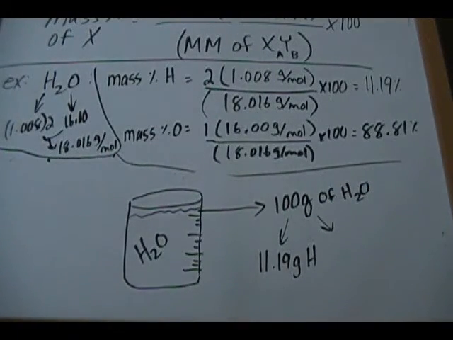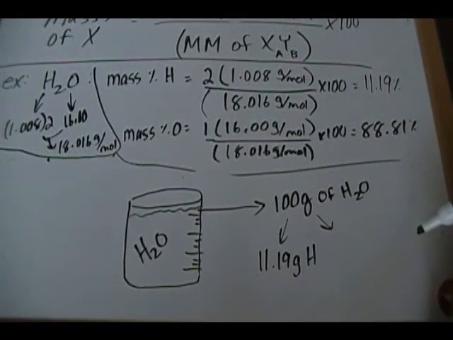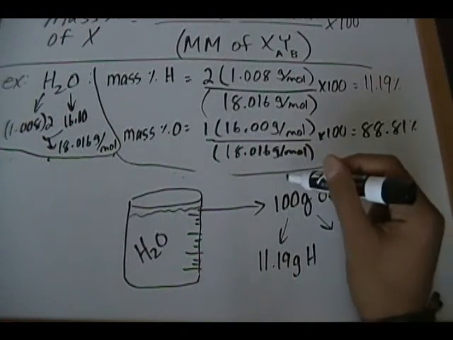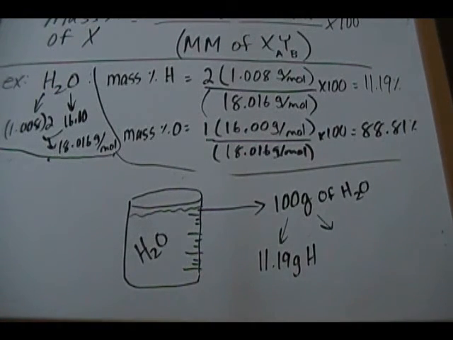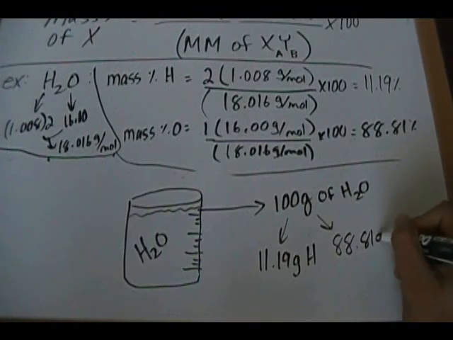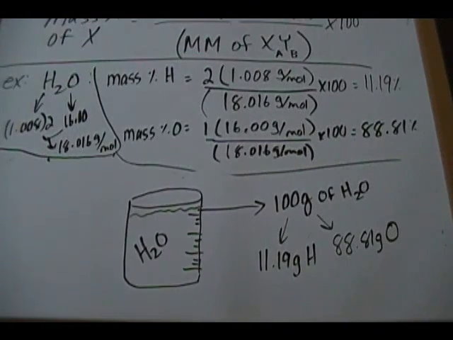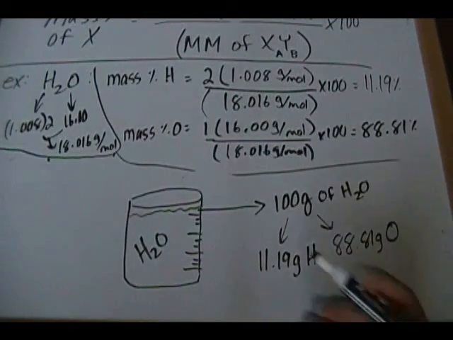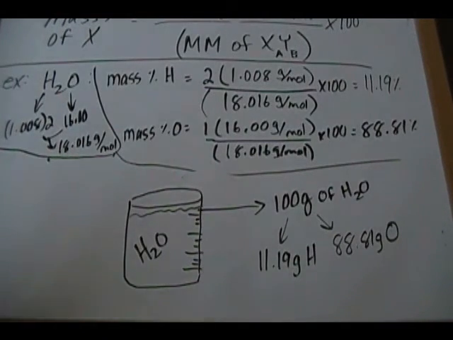And we could do the same thing for oxygen. The mass percent of oxygen is 88.81%. So what that's telling you is that in this 100 gram sample of water, 88.81% of that 100 grams is due to the mass of oxygen. What is 88.81% of 100 grams? It's 88.81 grams of oxygen. So obviously the sum of these two will equal 100 grams. And now we could constantly apply that.